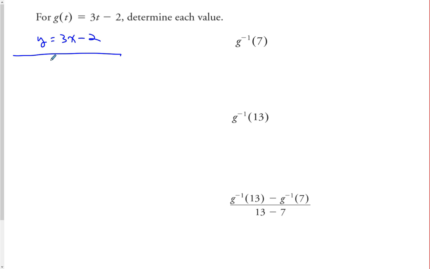So now let's flip the x and the y. The x is going to be here. The y is going to be here. And now let's solve for y. Let's add 2 to both sides to get rid of that 2. And let's divide both sides by 3.